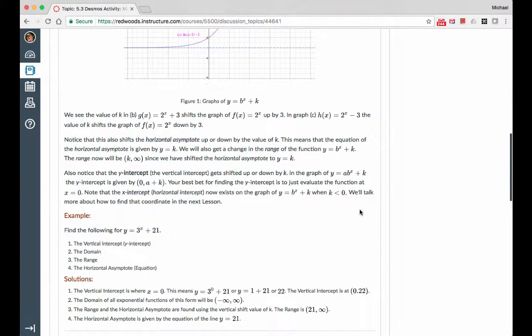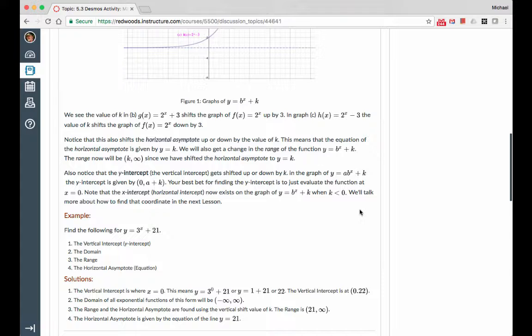A few things to notice about what that shifting does to our function. By shifting that, it shifts our y-intercept and it changes our range. Notice that this shifts the horizontal asymptote up or down by the value of k. This means that the equation of the horizontal asymptote is now going to be given by y equals k. You will also get a change in the range of your function of y equals b to the x plus k. The range will now be from k to positive infinity, since we've shifted the horizontal asymptote up to y equals k.